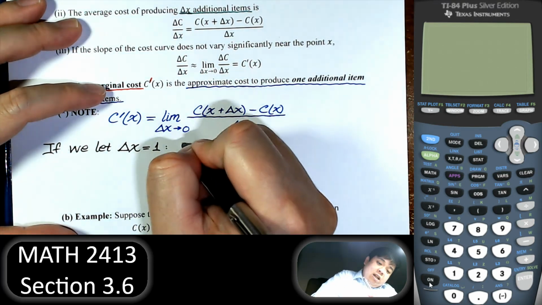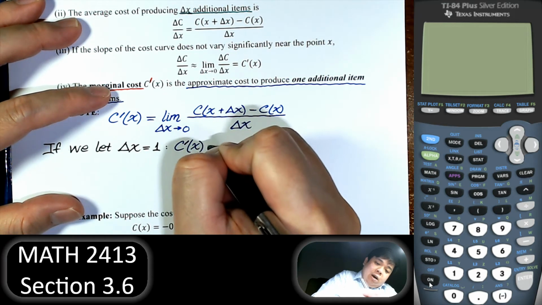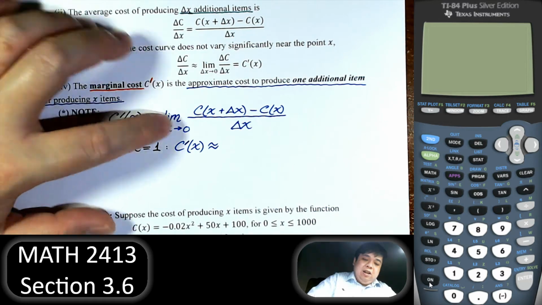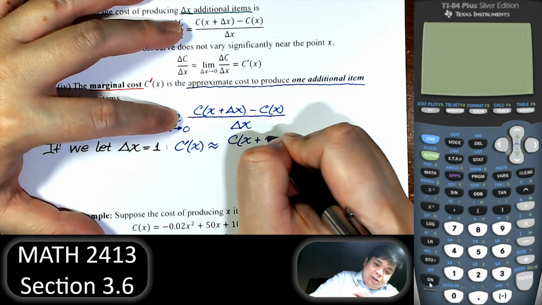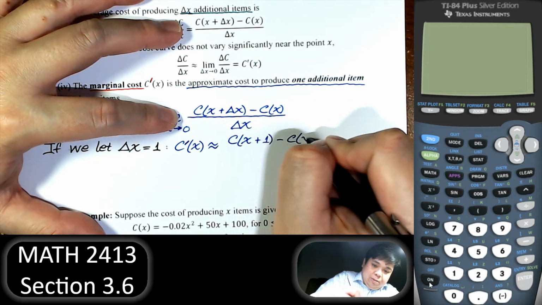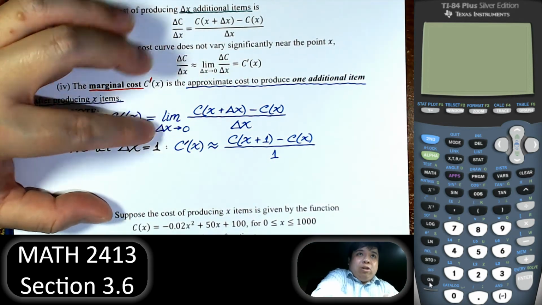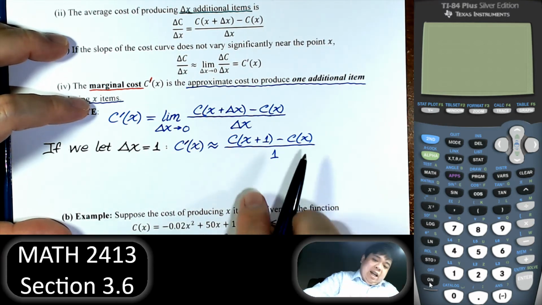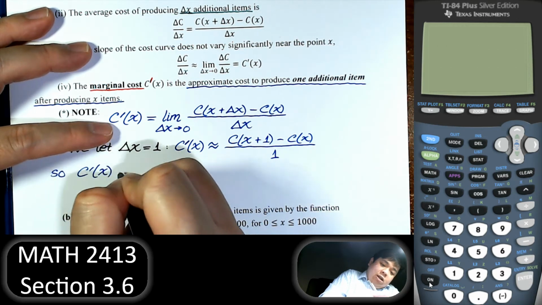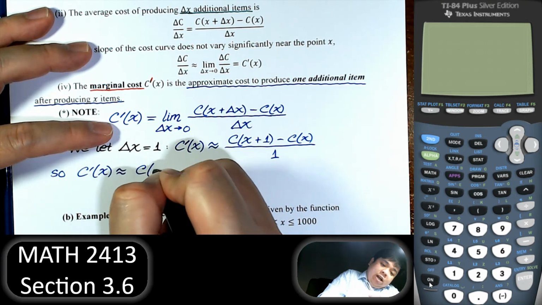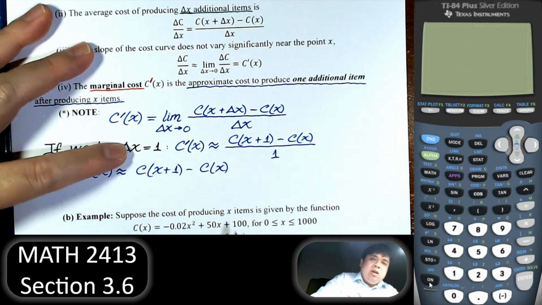we can say that it is at least approximately equal when we put 1 in for delta x. If we put 1 in for delta x, we have approximately equal to that. Now divide by 1, we don't need to write that, right? So we have the derivative is approximately equal to c of x plus 1 minus c of x.